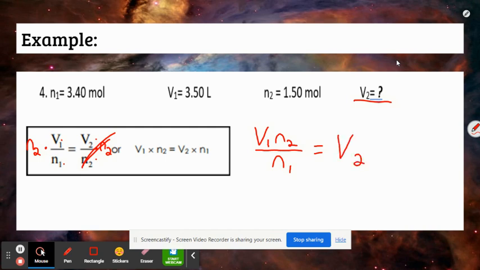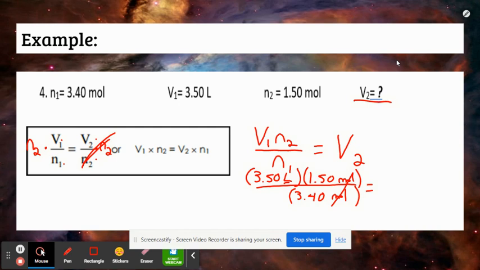I'm going to plug some stuff in. 3.50 liters. I'm going to show you how those units cancel, so I'm going to carry down the units. My moles is 1.50 moles. My initial number of moles is 3.40 moles. I'm going to cancel out the moles here, leaving me with liters, so I know I have the right thing.